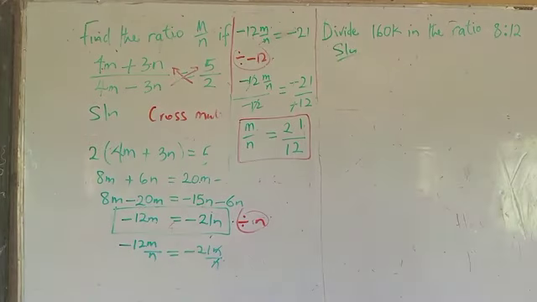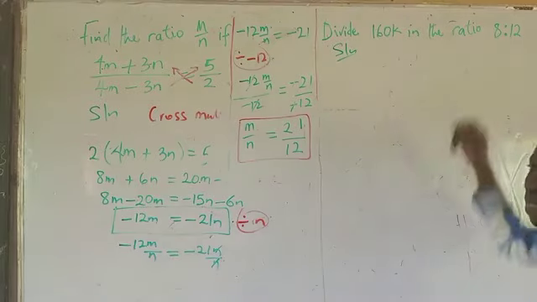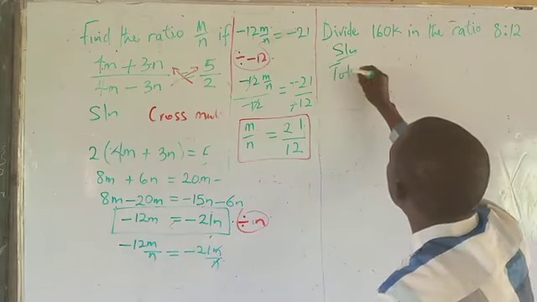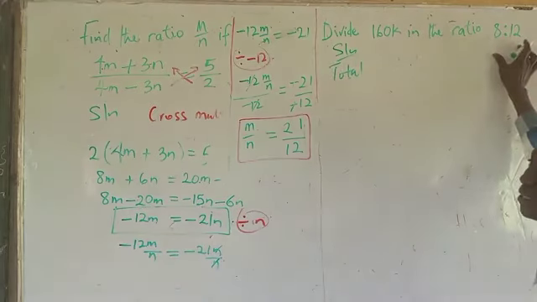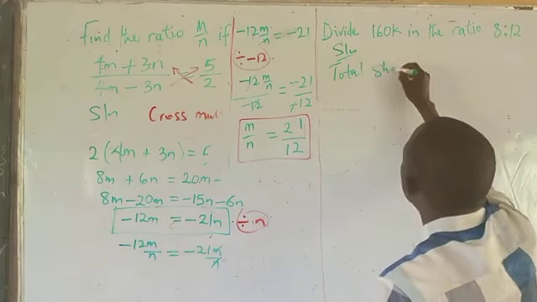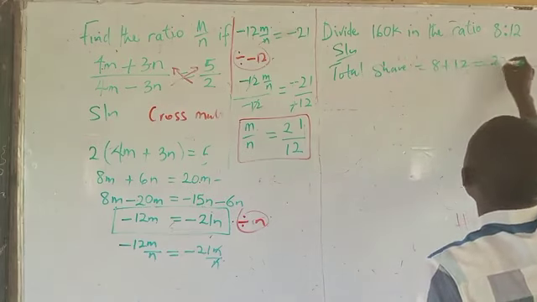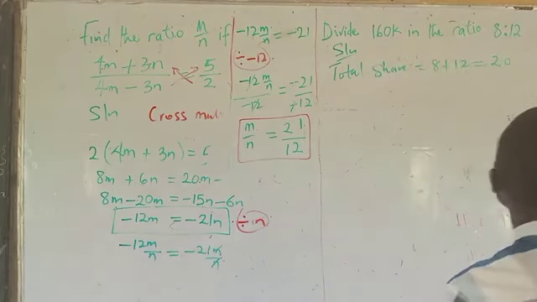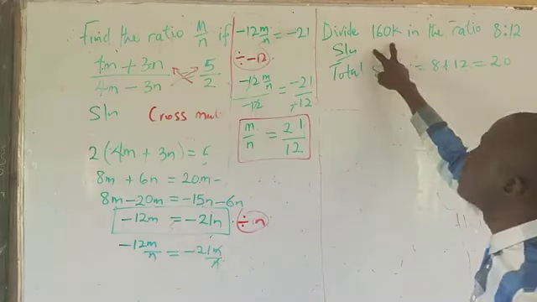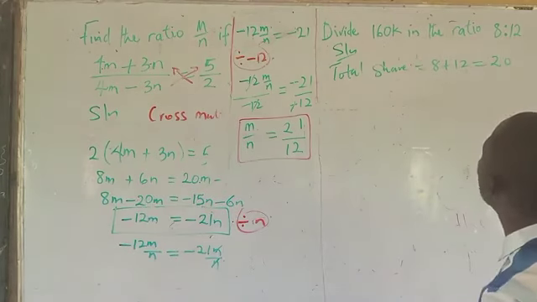Solution. If we are to do this, first of all, we must know the total share. First, establish the total share. We now say total share. How many shares are we dividing it into? 8 and 12. Total share is equal to 8 plus 12, which is equal to 20. So we have 20 shares having 160k. So how many kobo will be for a single share?